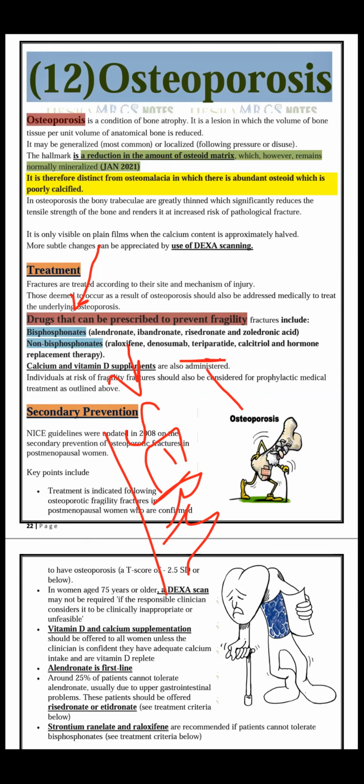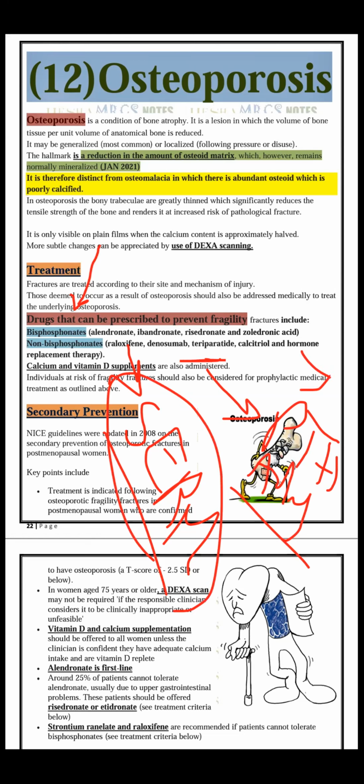You have also teriparatide. Teriparatide is a parathyroid hormone analog. You will give the patient a parathyroid hormone analog to increase calcium in the blood. Hormone replacement therapy is the same as a selective estrogen receptor modulator.